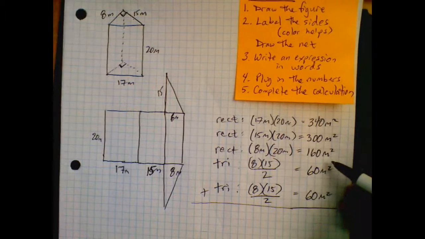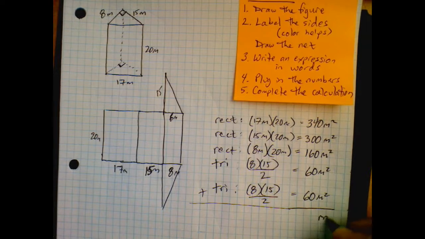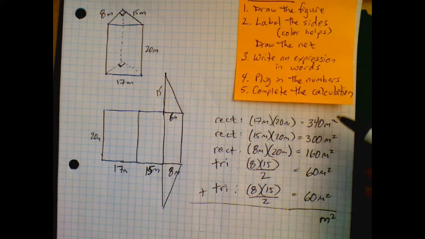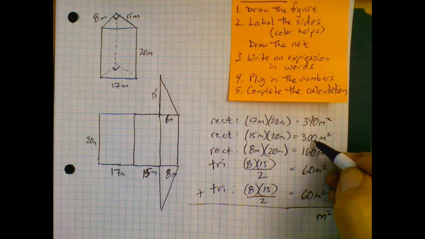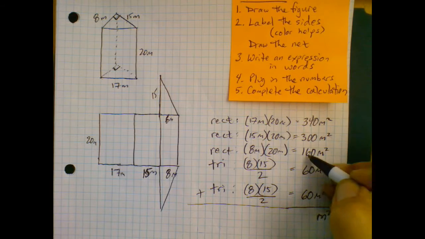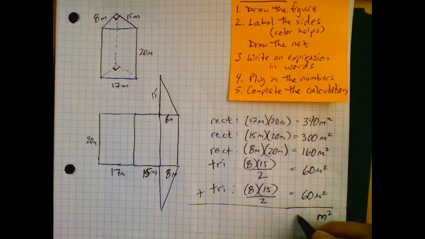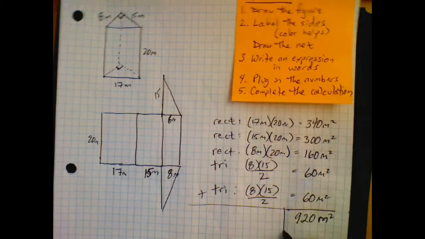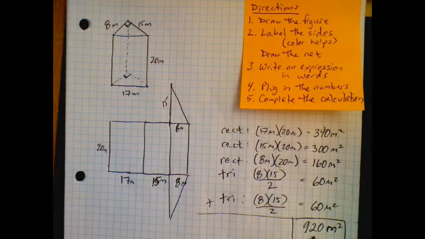Now I simply need to add these up. So notice that my units are all the same, so this is going to be in meters squared. That's good because area is a square measure. And let's see, 340 plus 300 is 640, plus 100 is 740. 740 plus 60 is 800. 800 plus 60 is 860. 860 plus another 60 is 920 meters squared. So the total surface area of this three-dimensional figure is 920 meters squared.